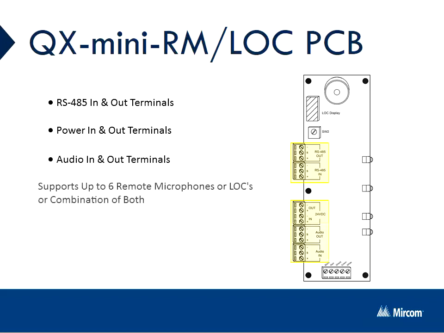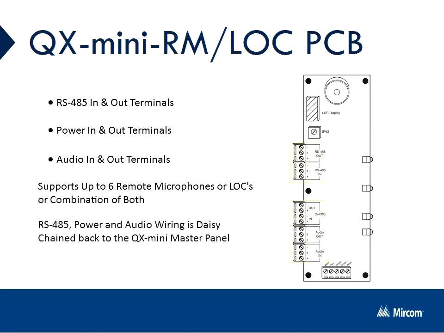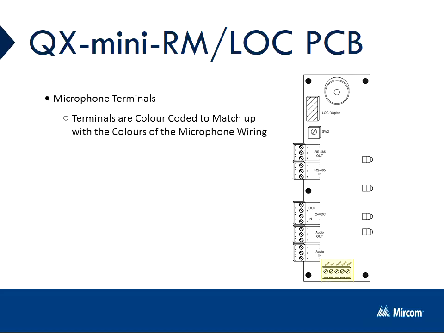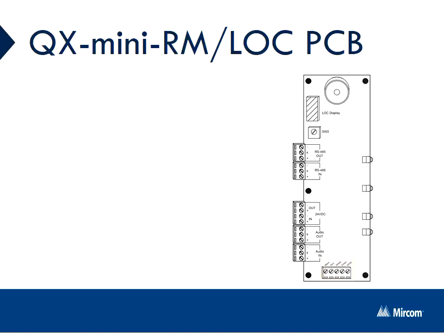Up to 6 remote microphones, or LOCs, or a combination of both, are supported by these contacts. Each contact is daisy-chained from one to the next, then back to the QX Mini master panel. At the bottom of the QX Mini RM, or QX Mini LOC PCB board, you will find the connector for the mic wiring. The colors associated to the wiring are printed on the PCB board for ease of installation. On the top right, you will notice some jumpers, which are factory use only and should not be used.